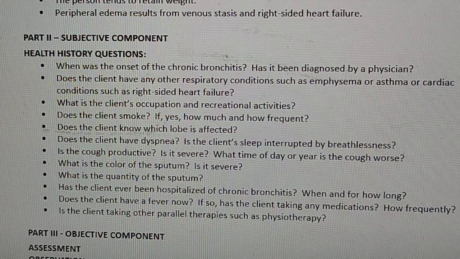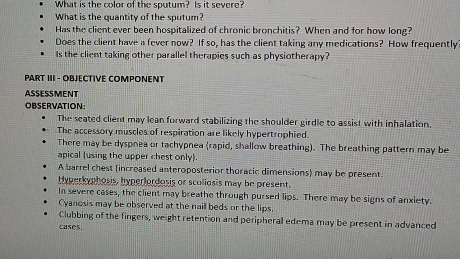Okay, so let's move on to part 3, which is the objective component. In this level, you're gonna be assessing the client. So you're gonna do assessment. One of the assessments is observation. In the observation level, the seated client may lean forward, stabilizing the shoulder girdle to assist with inhalation. Okay, so this is one way of your observation.